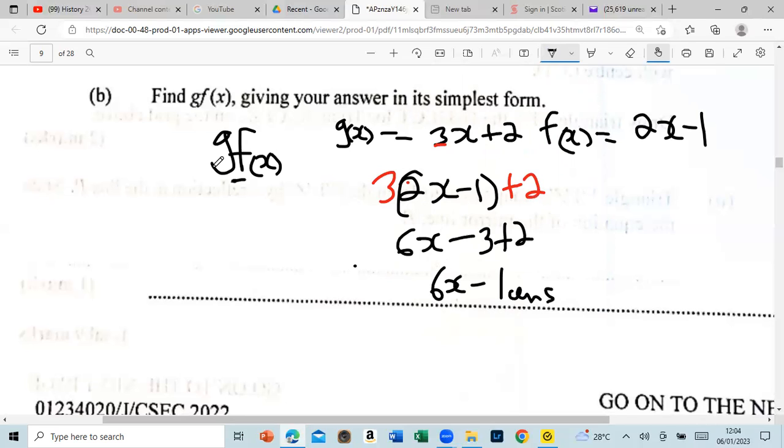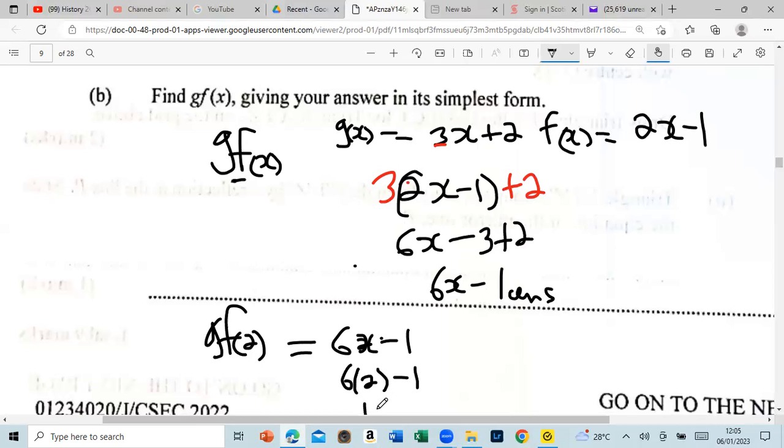If they are giving us a number, say gf of 2, when we finish this, we'll basically put that in the function. It's not on the paper, just in case they give you this. After you find this, you just substitute 2 in it. Write back the formula first, 6x minus 1, and then you substitute. So it will be 6 times 2 minus 1, that will be 12 minus 1, and that will be equal to 11.